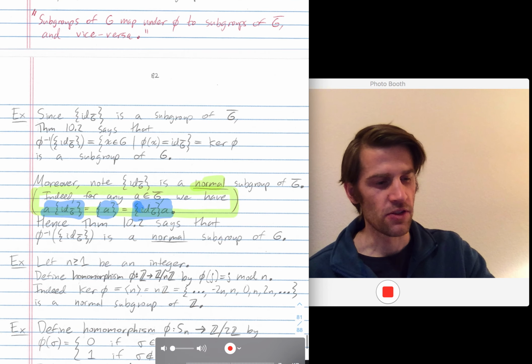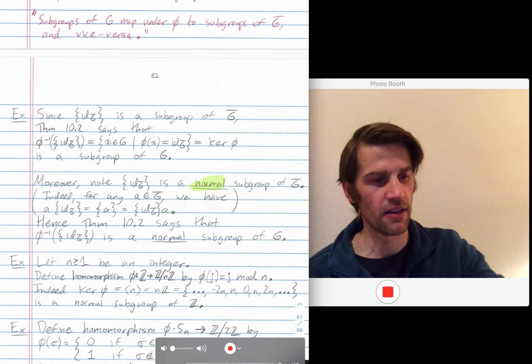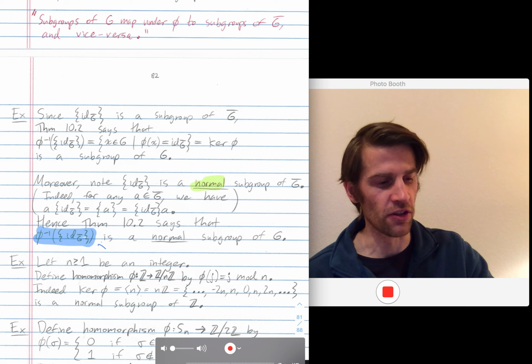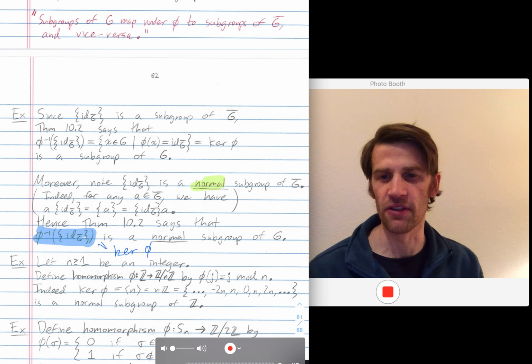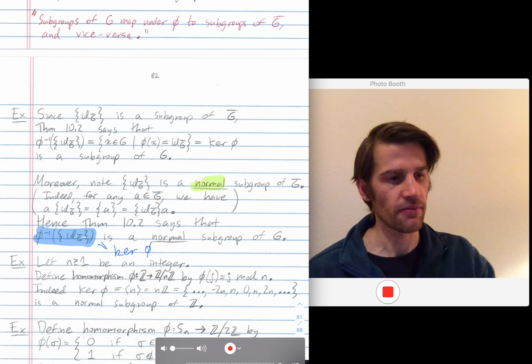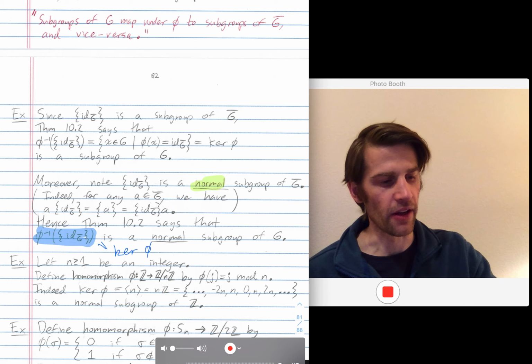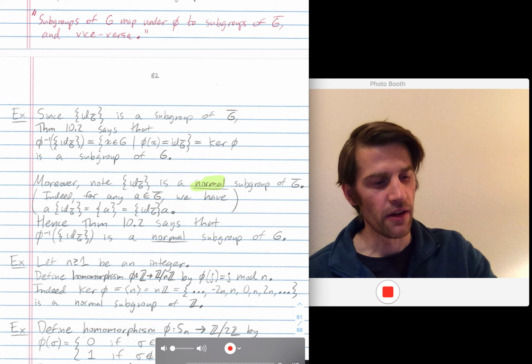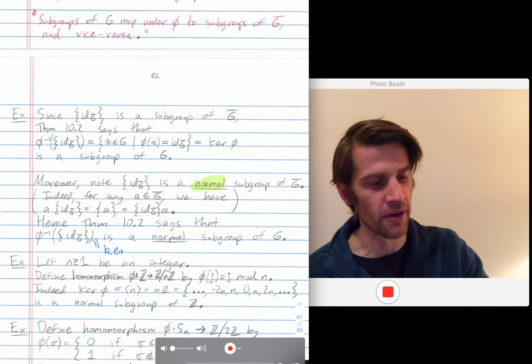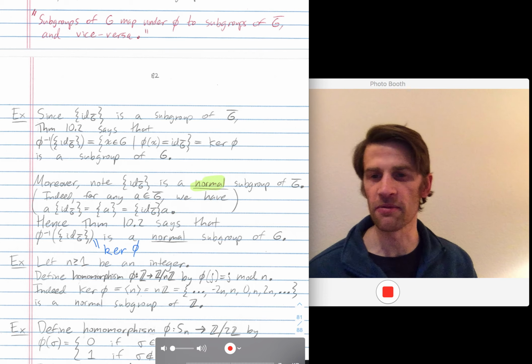So hence this theorem above says that the preimage of the identity, or in other words, the kernel of phi, is a normal subgroup of the group. Let me write that a little bit more clearly. The preimage of the identity in G bar is just another name for the kernel of this homomorphism phi.